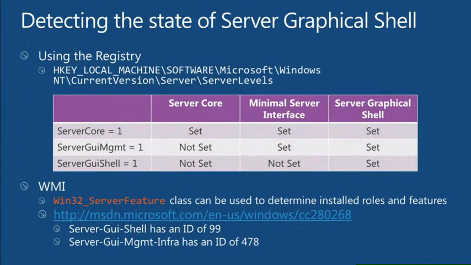Now, if you're using group policy and have group policy scripts that you may want to behave differently depending on which level the server is running at, you can use the Win32 server features class and query that. Server GUI shell has an ID of 99. Server GUI management infrastructure, basically minimal server interface, has an ID of 478. The link there is the Server 2008 R2 link. That will get updated sometime, probably right around RTM of Windows Server 2012. But these are the IDs, if you want to start experimenting with it.